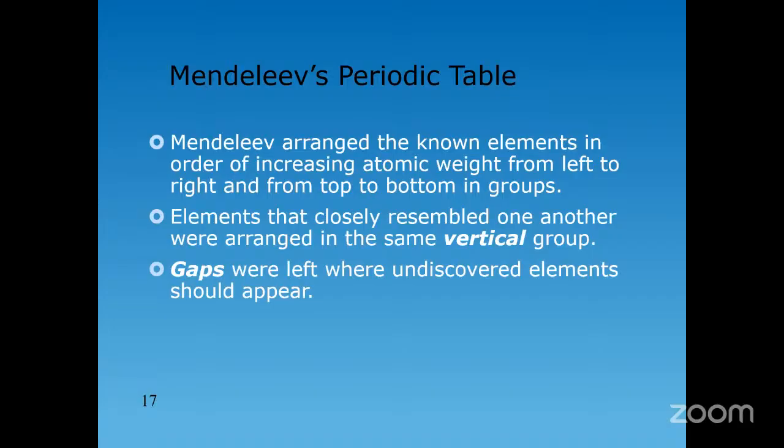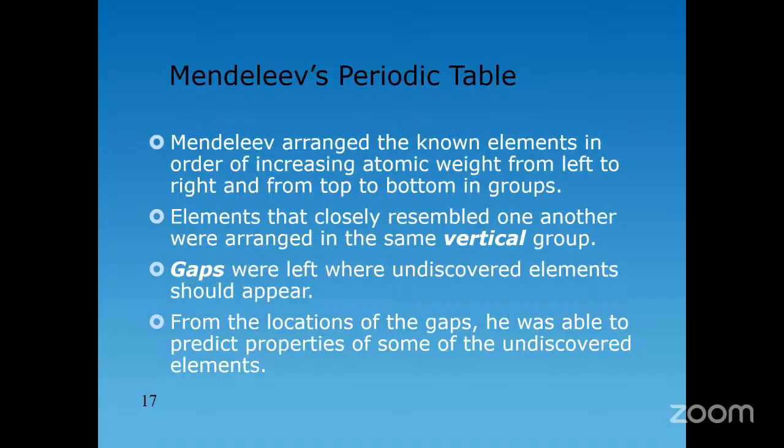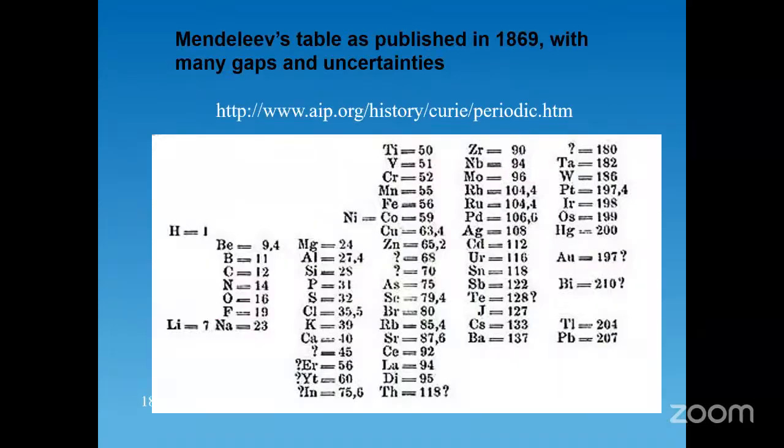So basically what he could do was predict the type of properties that would be displayed by these elements. And later on, when these elements were discovered, you'll find that there is a great agreement between what he predicted and what was actually discovered as far as the properties of those previously undiscovered elements, right? So just to give an example, this is an English version of his periodic table, and you see that there are some gaps right here, here, and so on, which, as I said before, represent elements that were not yet discovered.